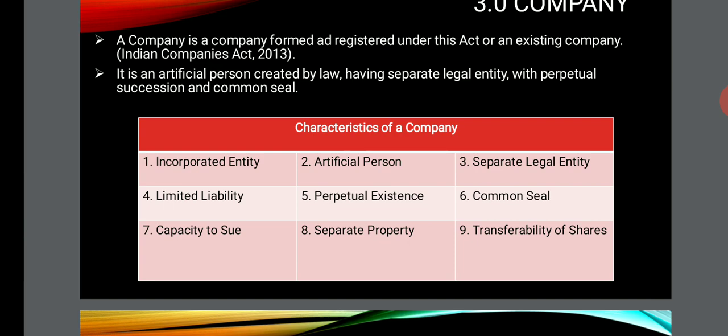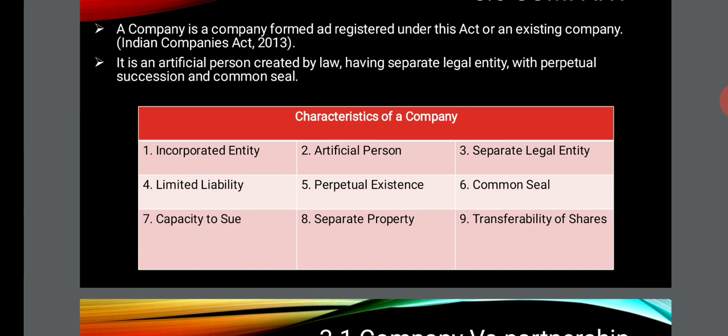A company is a company formed and registered under this act, or an existing company, that is the Indian Companies Act 2013, or any company act before this. If a body is registered under these acts, it is a company. It is an artificial person created by law, having separate legal entity with perpetual succession and common seal.